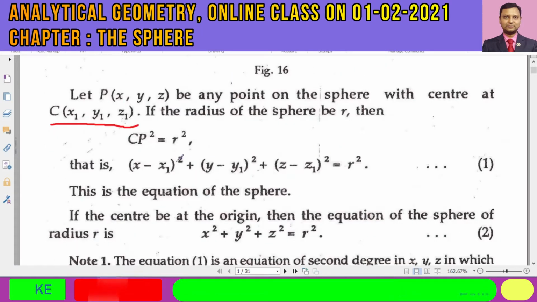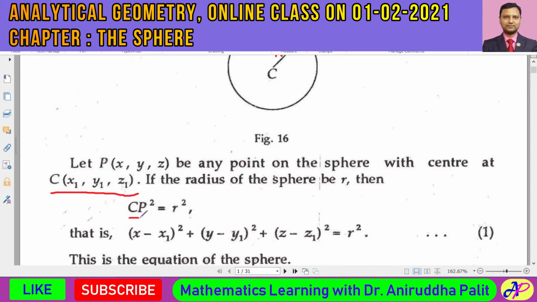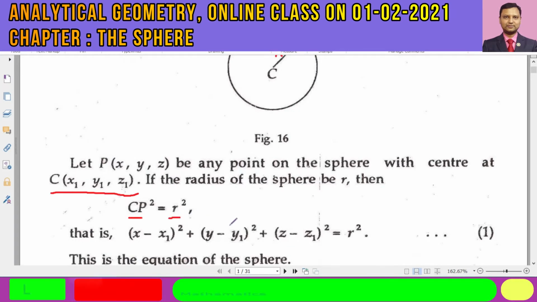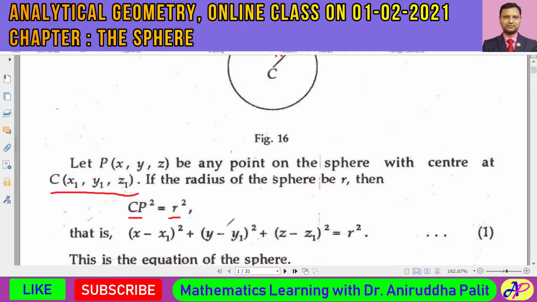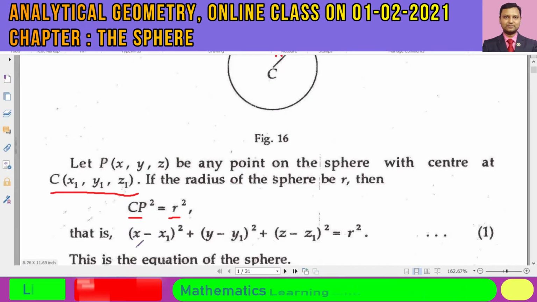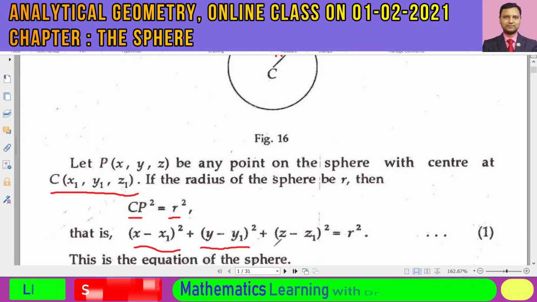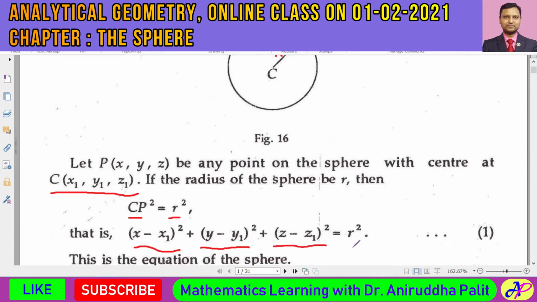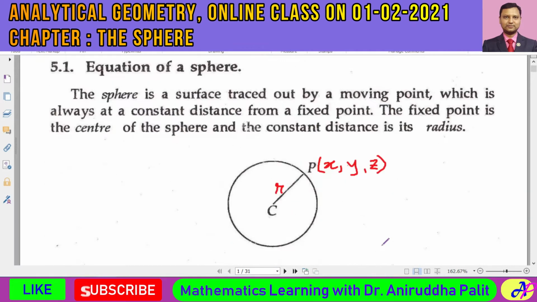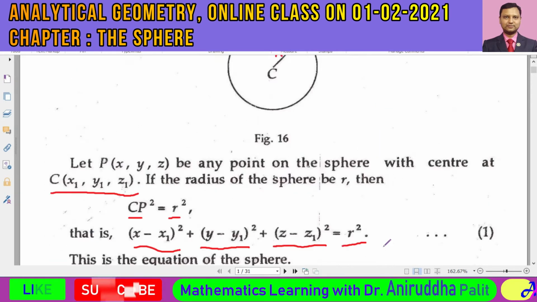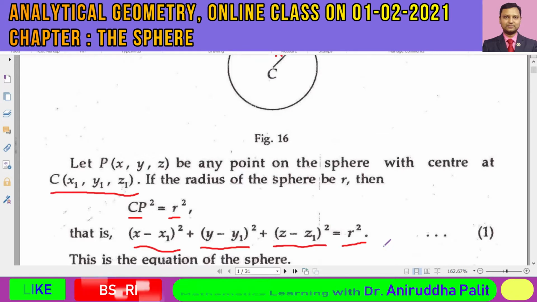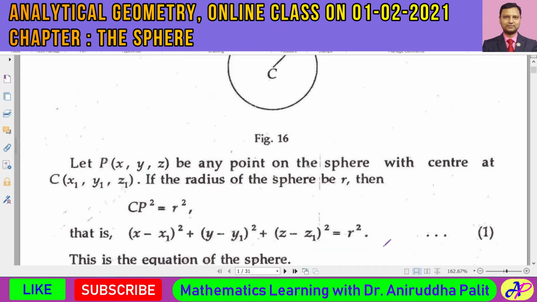All right. So this distance CP must be equal to small r, or CP square is equal to r square. CP square means (x minus x1) whole square plus (y minus y1) whole square plus (z minus z1) whole square. That would be equal to r square. So this is the equation of the sphere: (x minus x1) whole square plus (y minus y1) whole square plus (z minus z1) whole square is equal to r square.